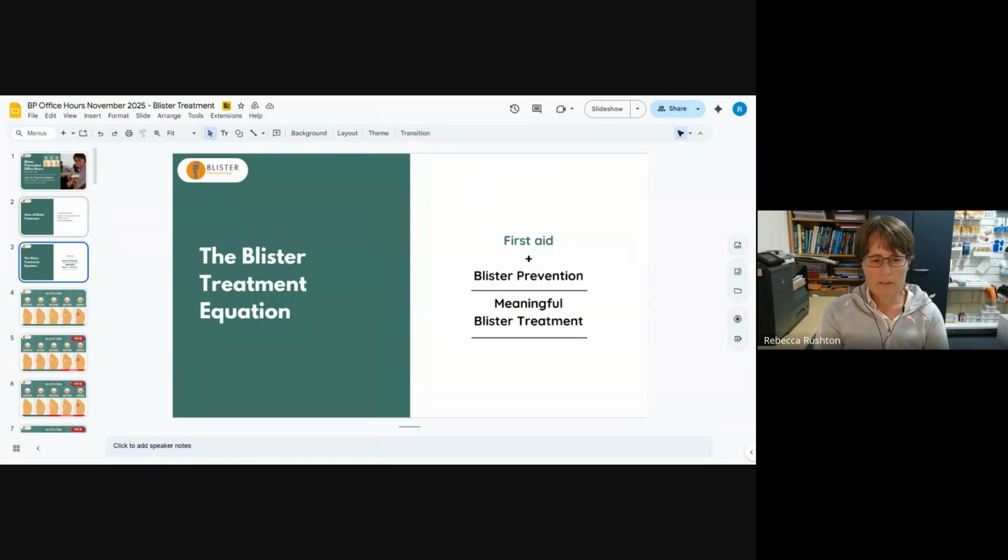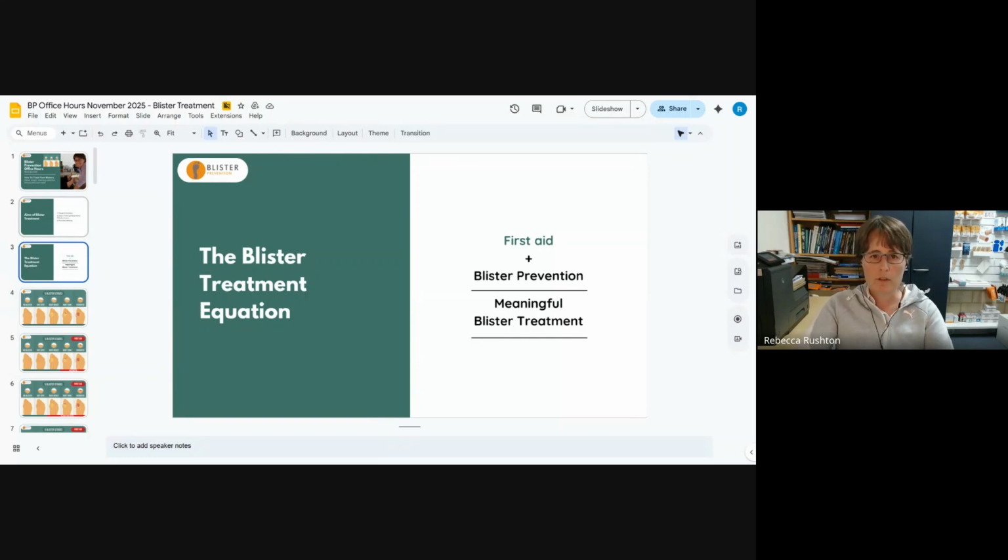I coined the blister treatment equation some time ago because I noticed that some people were just focusing on the first aid component. So they were thinking, let's put some antiseptic and a dressing on this, and therefore the job is done, and then wonder why their blister keeps hurting. So the antiseptic and the dressing is very important, but it's not job done, because the people that think it's job done are the people that think that blisters are caused by rubbing, and blisters are not caused by rubbing, they're caused by shear.